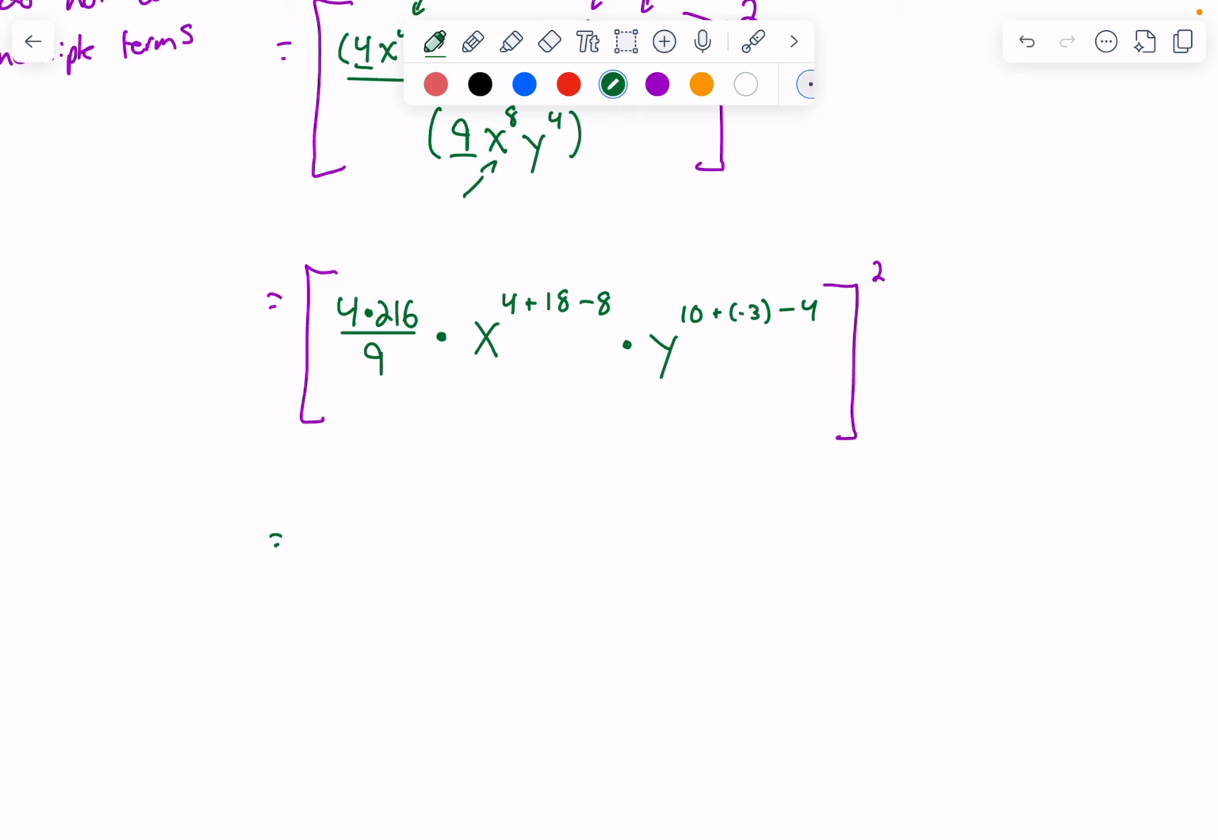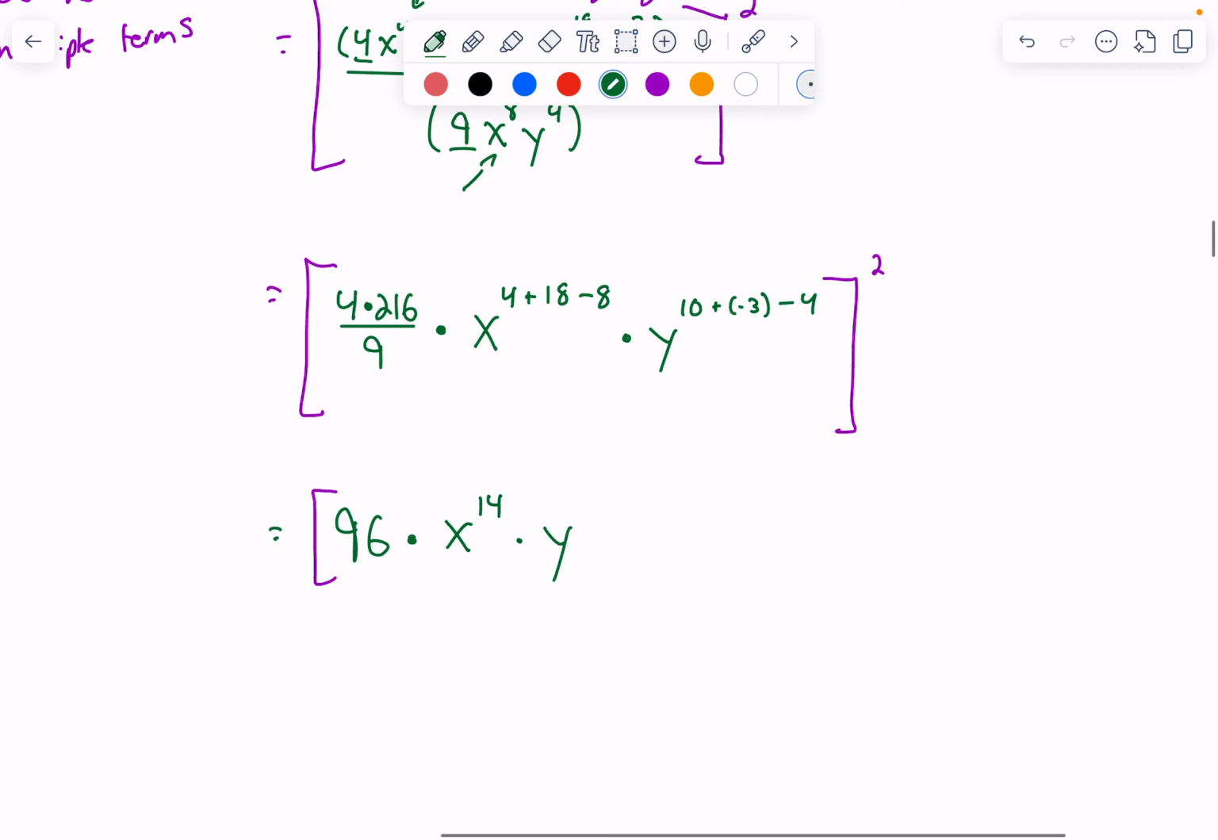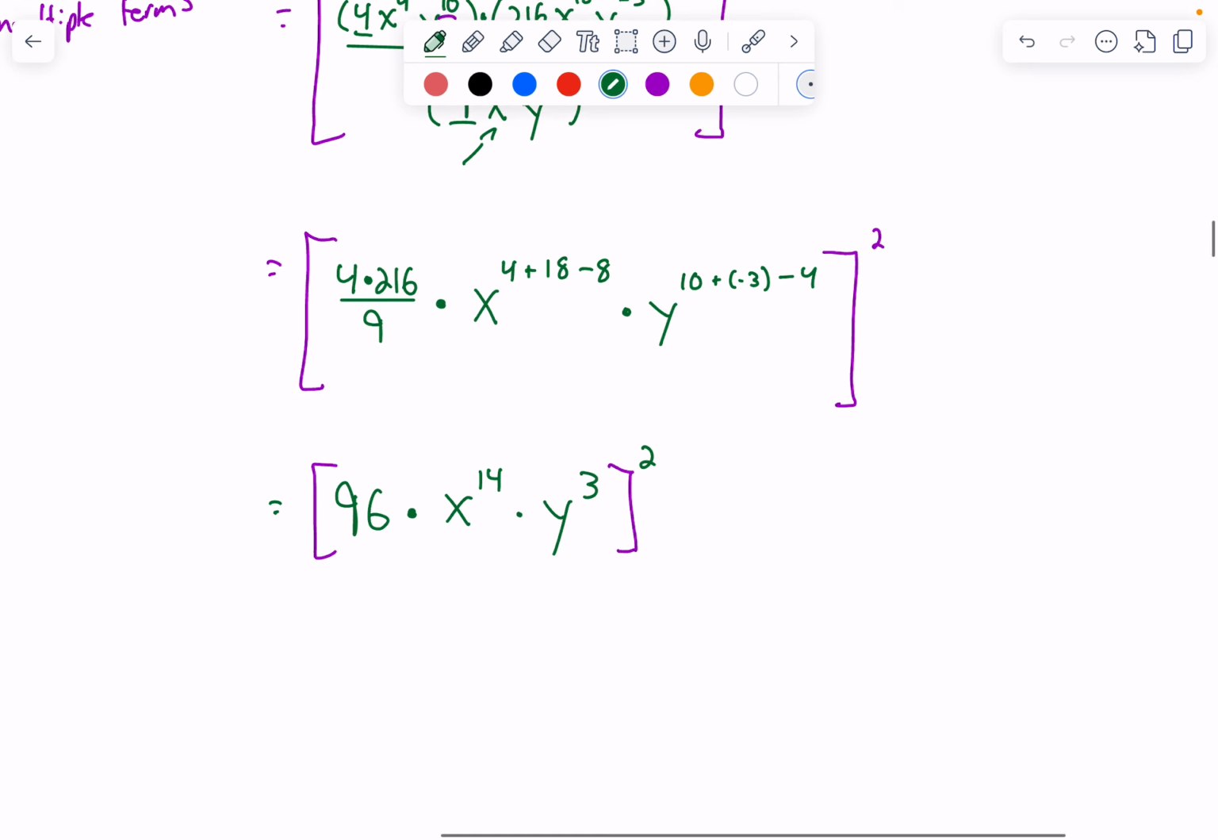So 4 times 216, divide that by 9. 96. And then that is being, oh, it's still in a bracket, 96, and then that is x, 4 plus 18 is 22, take away 8, 14, 14 times y, 10 minus 3 is 7, minus 4 is 3, so y cubed, and then, oh, bracket, and that's being squared, and then finally we can deal with this squared, so that goes to 96.